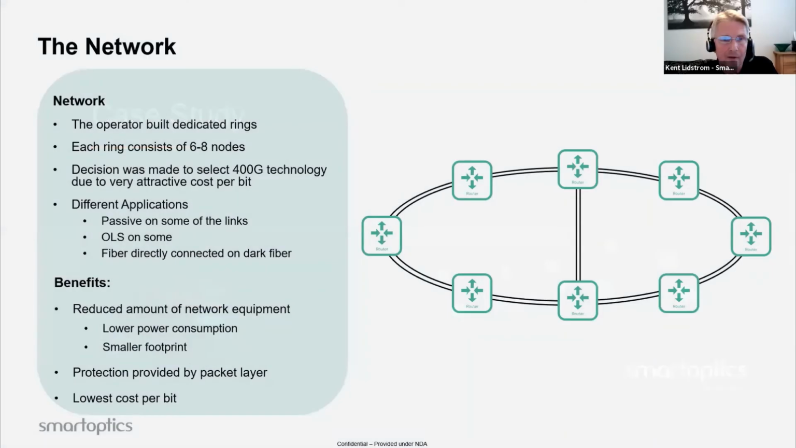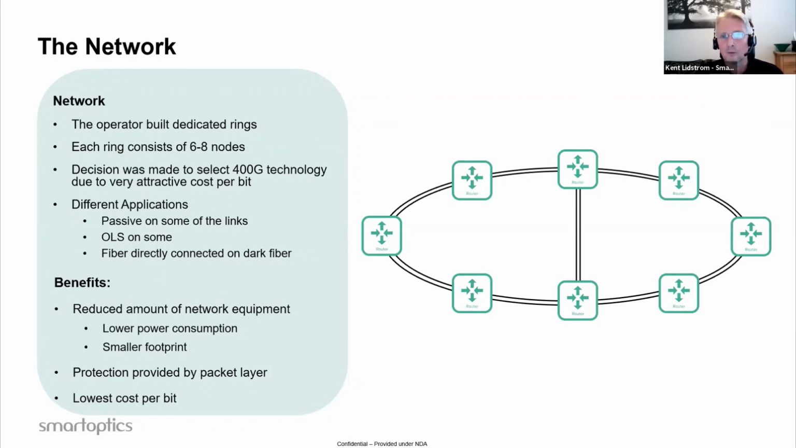That was, I think, my last slide on the part there. On the case study here, this is the last slide. We have today deployed a fairly large network where the operator, a European operator, builds those dedicated rings when they run 400 gig router to router in kind of a meshed format. Each ring consists of 6 to 8 nodes. Totally, they have 8 rings deployed.